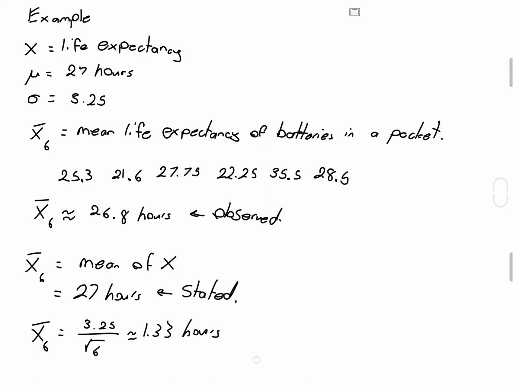So that's it for this video on distribution of sample means. Just remember that what we find when we add them all up and divide by the number is our observed value. The mean is the stated value. So those are the two big things to take away from this video.